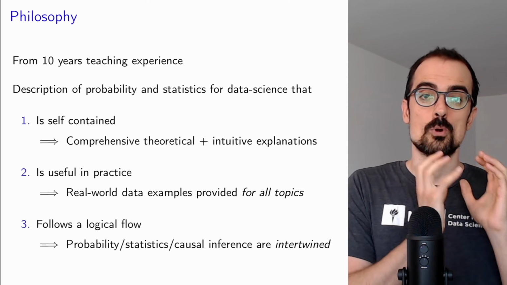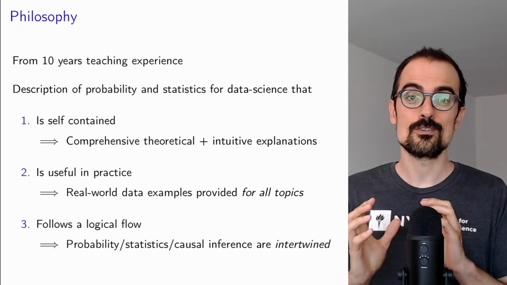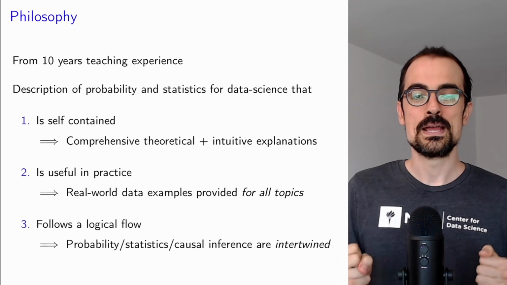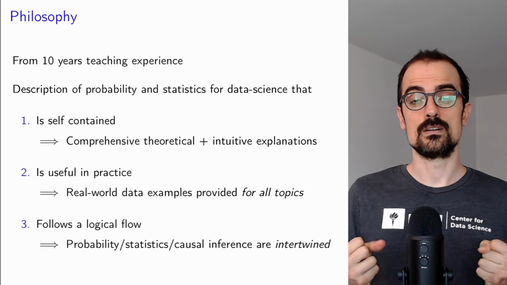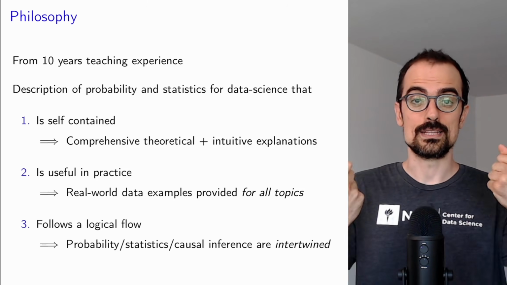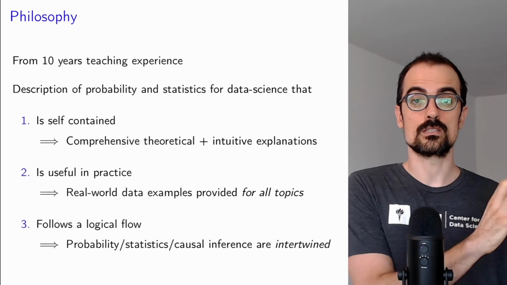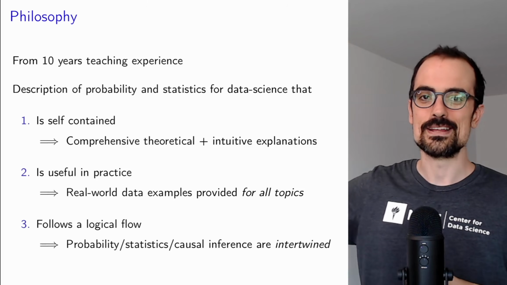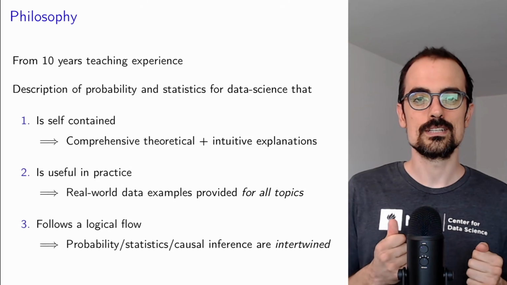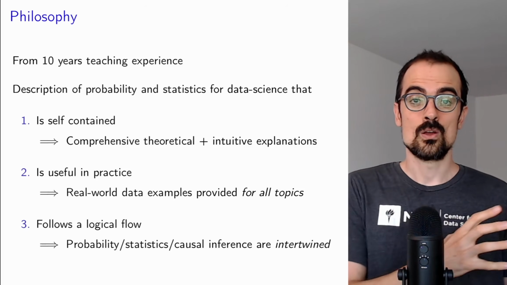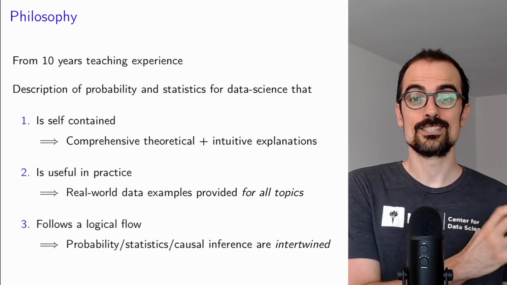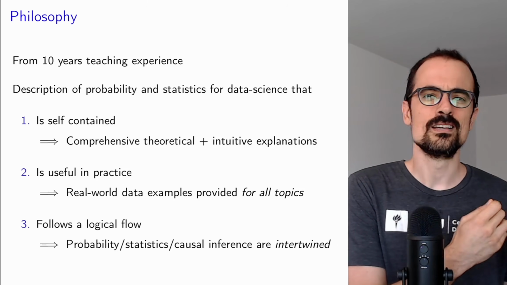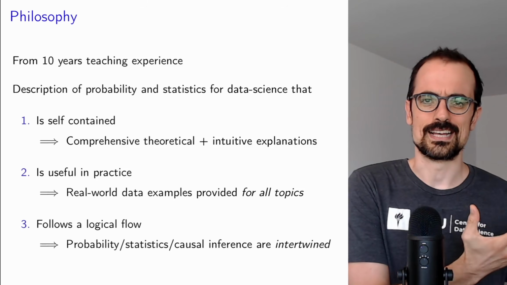I think that probability, statistics, and causal inference should be taught together, intertwined between them, because otherwise, as in traditional approaches where they first cover all of probability and then cover all of statistics and maybe at the very end talk about causal inference, the following happens. When learning probability, students get unmotivated because they don't really see the point. Why is this important for data science?